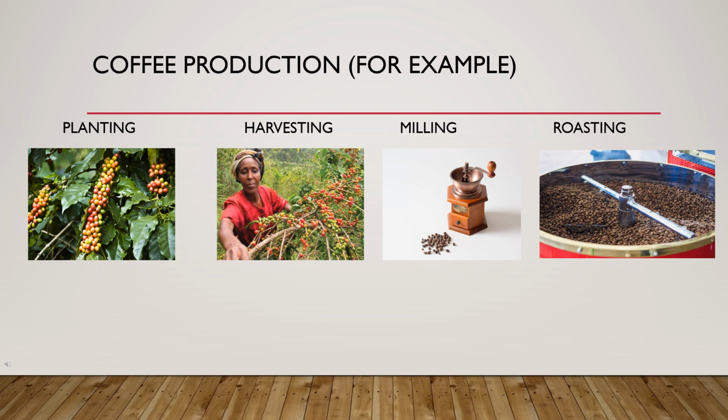Now, for example, let us take coffee production. So it involves the following various stages. First comes the plantation of coffee, followed by the harvesting of coffee beans, and then comes milling, which is nothing but cleaning and polishing the coffee beans. And then comes roasting, followed by grinding, which gives us the coffee powder, right? So now, at every process, a certain amount of cost is incurred, which is essential for us to calculate.